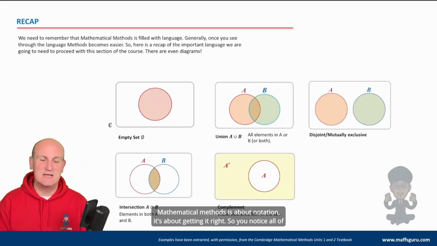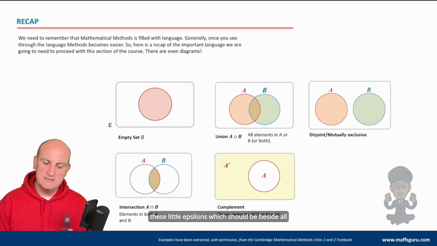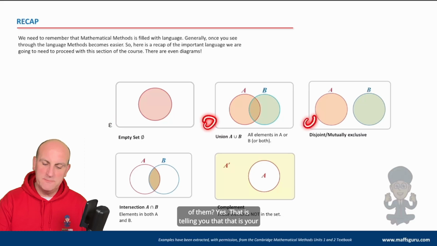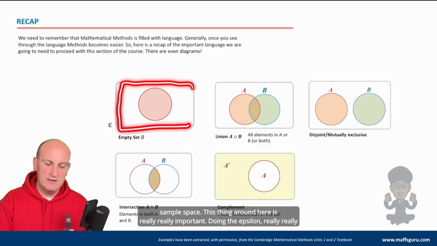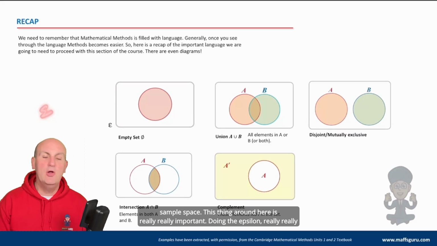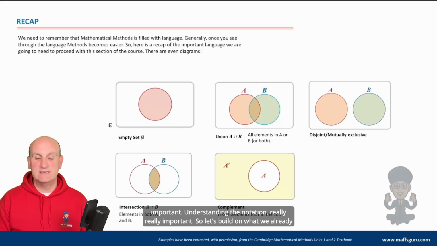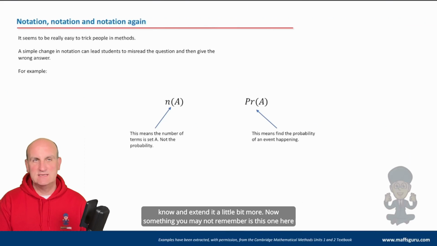Mathematical methods is about notation. It's about getting it right. So you notice all of these little epsilons, which should be beside all of them. That is telling you that that is your sample space. This thing around here is really important. Doing the epsilon, really important. Understanding the notation, really important. So let's build on what we already know and extend it a little bit more.